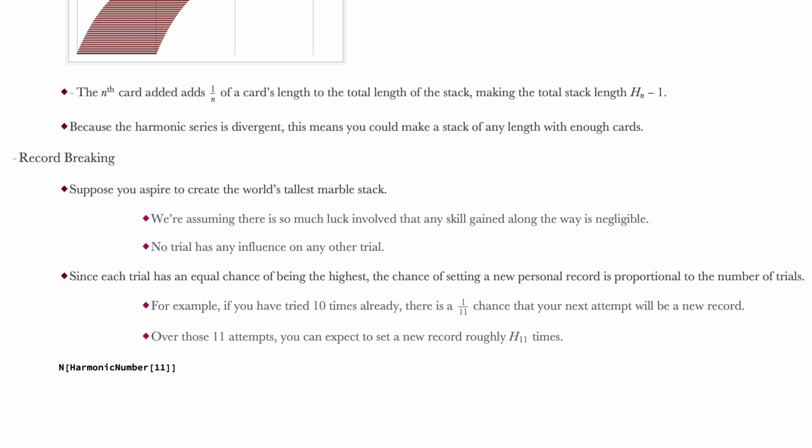Taking this one step further, we can examine each individual trial, noticing that the first trial has a 100% chance of being a new record, the second has a 1/2, the third a 1/3, and so on and so forth until 1 over 11. So over those 11 attempts, you can expect to set a new record roughly H sub 11 times. Using the Wolfram language, we can see that if you aspire to create the world's tallest marble stack and you try it 11 times, you can expect to set a new record around 3.02 times.